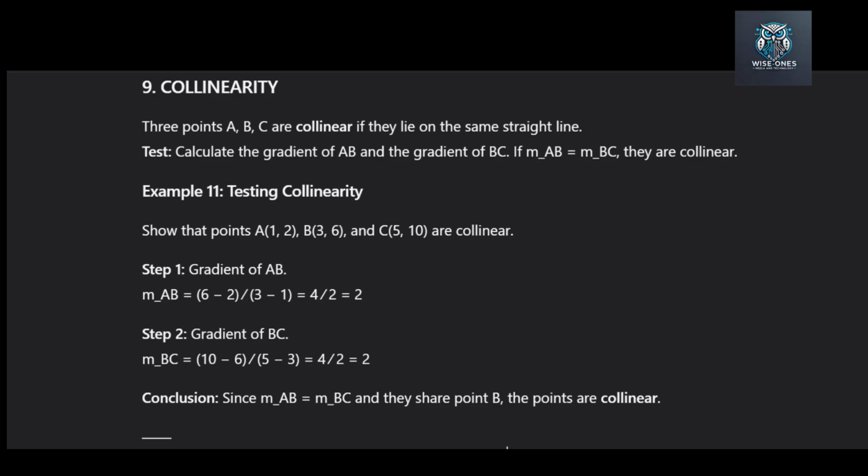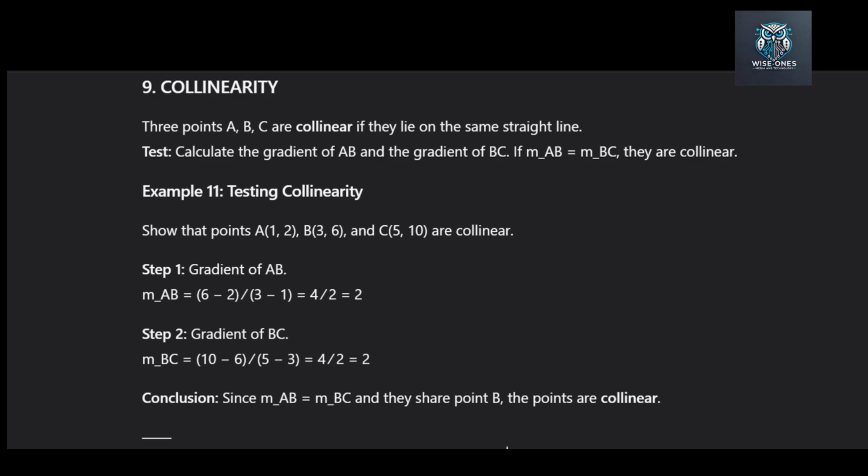Now let us move to section 9, collinearity. 3 points A, B, and C are collinear if they lie on the same straight line. To test this, we calculate the gradient of AB and the gradient of BC. If mAB equals mBC and they share the point B, then they are collinear.